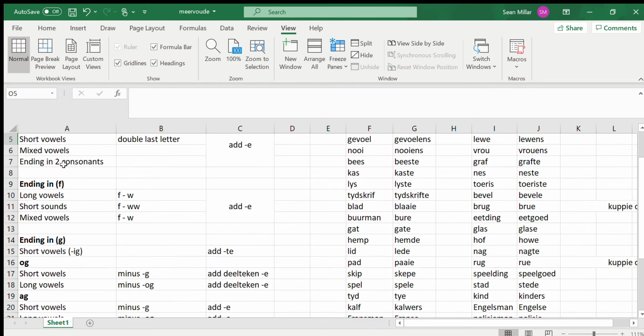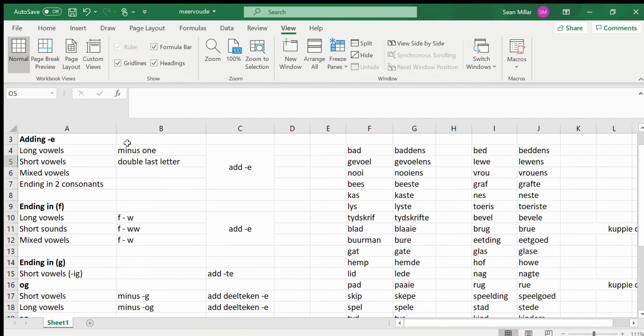Then if the word ends in an F, it's slightly different. If it's a long vowel ending in an F, remember to also minus one of the vowels, but then you also change that last F to a W and then you add an E. Short vowels, you're obviously doubling the last letter, but in this case your F is changing to two W's, so WW, and then you add an E. Then for mixed vowels, your F just changes to a W. Obviously you don't do anything with the vowels as shown by this rule, and you simply just add an E.